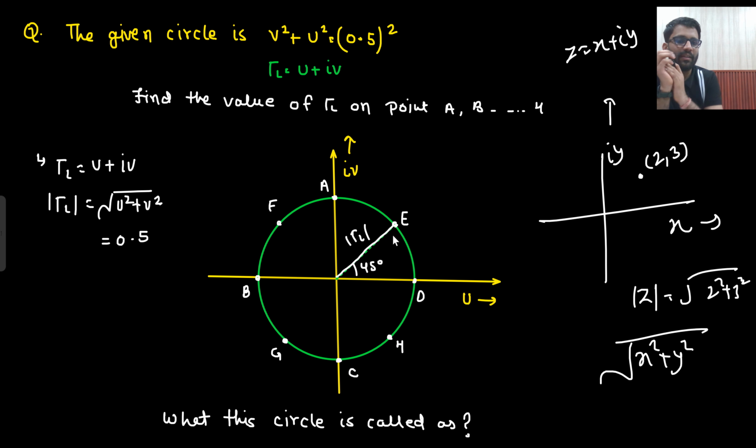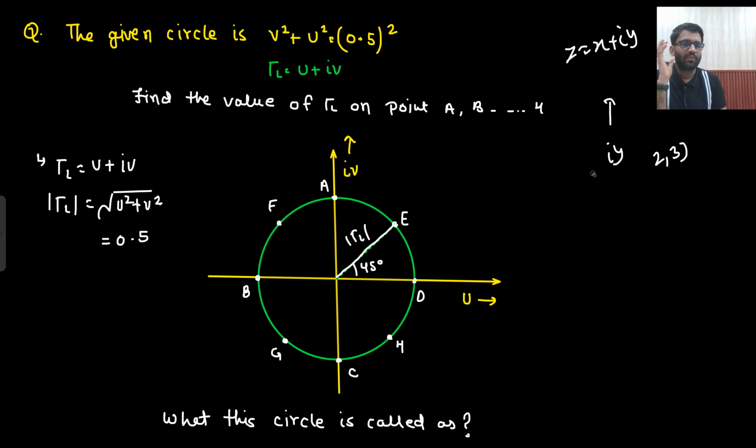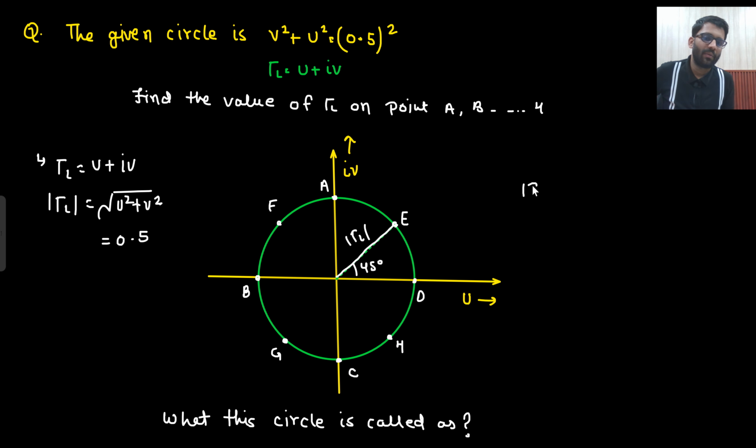What will this point be? That I don't know. But certainly I know that on this point the square root of u square plus v square equals 0.5, because this is a point of a circle, and on this circle the square root of u square plus v square equals 0.5. That thing I know, right? So the mode of gamma L on all the points, whether it is A, B, or till H, will be equal to 0.5 only.